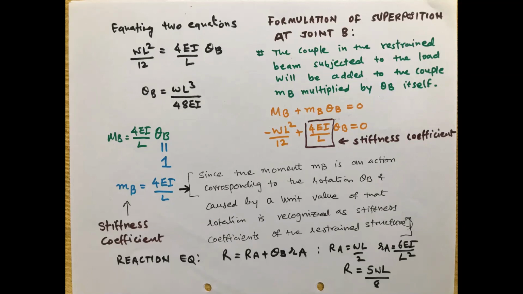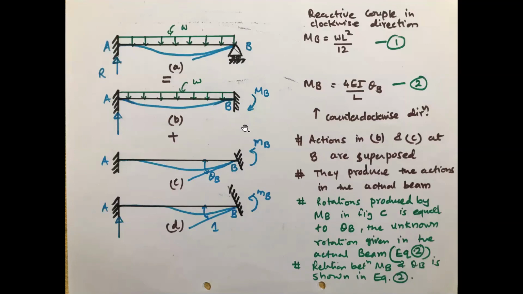As I told you in the beginning, the kinematic degree of indeterminacy is related to the size of the stiffness matrix. Here there is only one, that is theta B, so there is no 2 by 2 matrix; it is simply a 1 by 1 matrix, one quantity, 4EI by L. And what is this equation? Capital MB plus small MB theta B. What kind of equation is this? In another language, I would say it is a moment equilibrium equation at joint B.